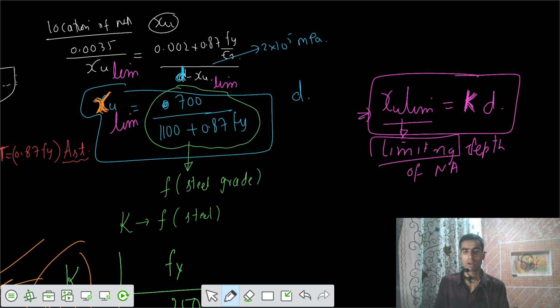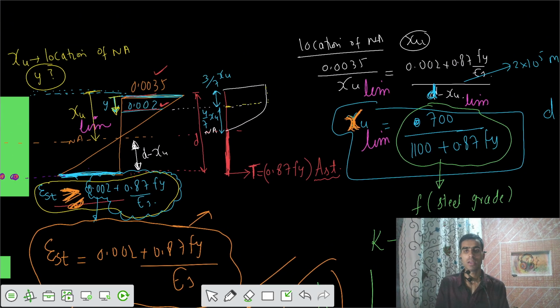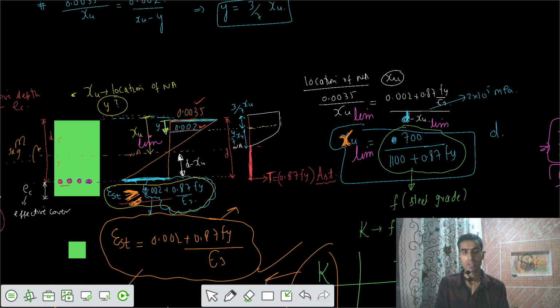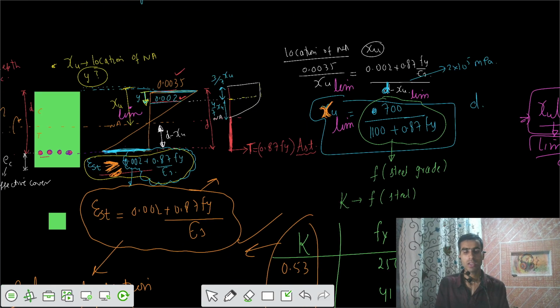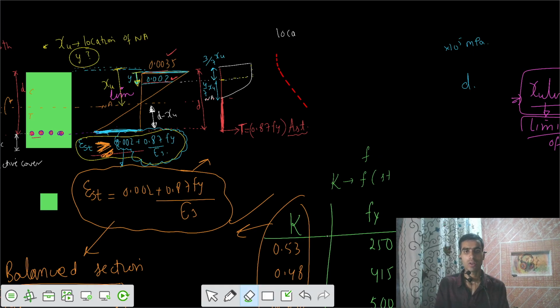We have not touched the stress block yet. Let's try to see the stress block now. Once we touched the strain diagram variation, now we are going for the stress block. Let's analyze the stress block now.